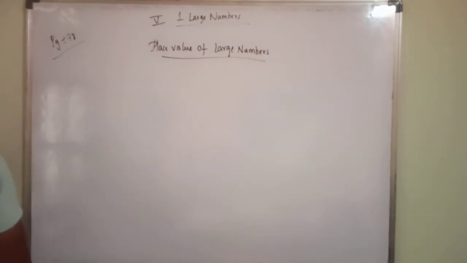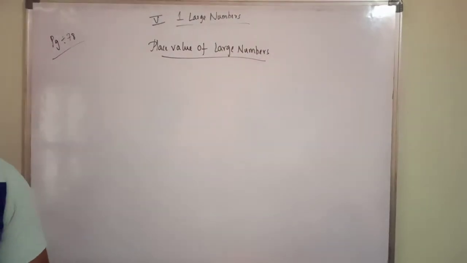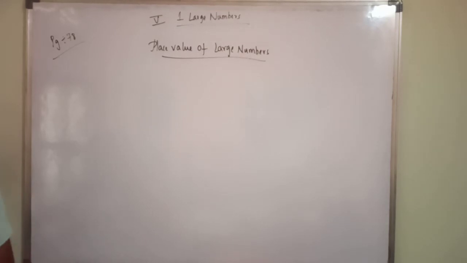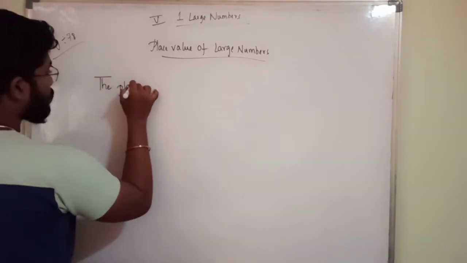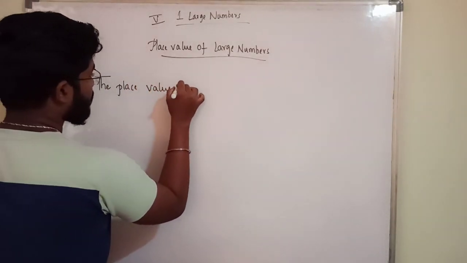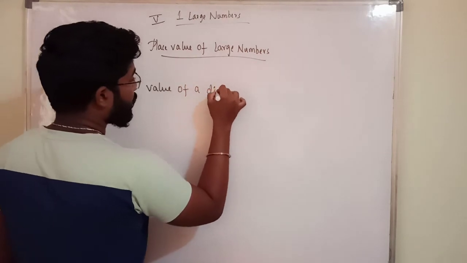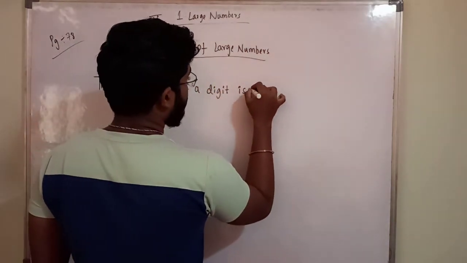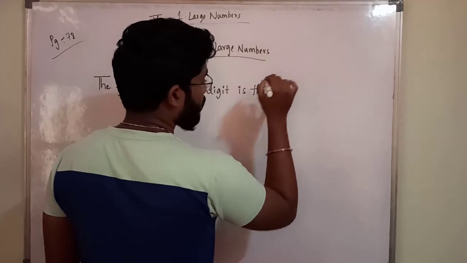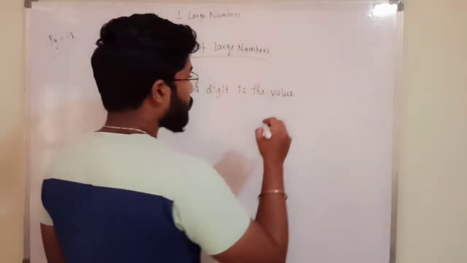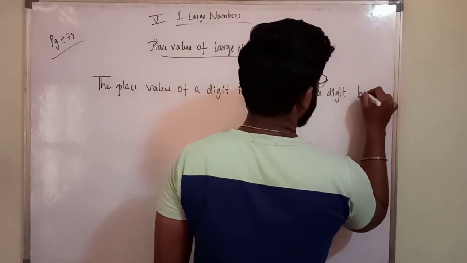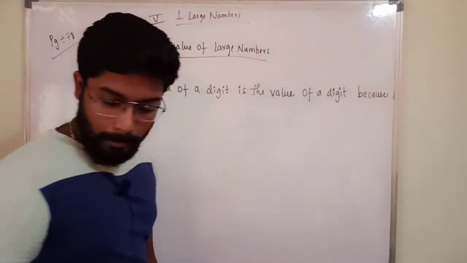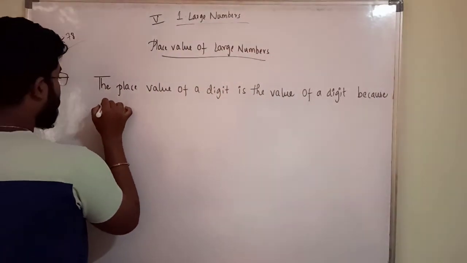Okay, so what he has given here, read the statement in bold letters. The place value of a digit is the value of the digit because of its place in a number. What is this? Already we have discussed this. The place value of a digit is the value of a digit because of its place in the number.